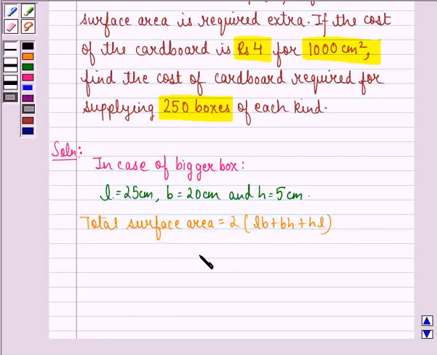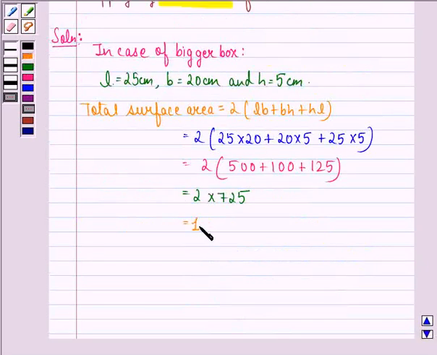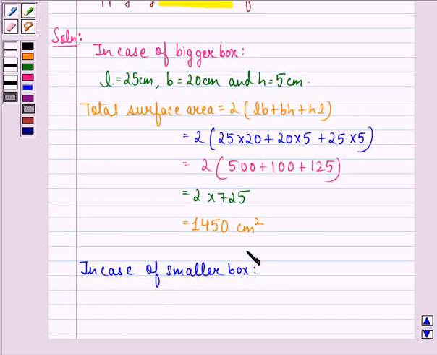We simply put in the values here and we get 2 into 25 into 20 plus 20 into 5 plus 25 into 5. This is equal to 2 into 500 plus 100 plus 125. That is equal to 2 into 725, and 2 into 725 is 1450. So total surface area is 1450 cm².